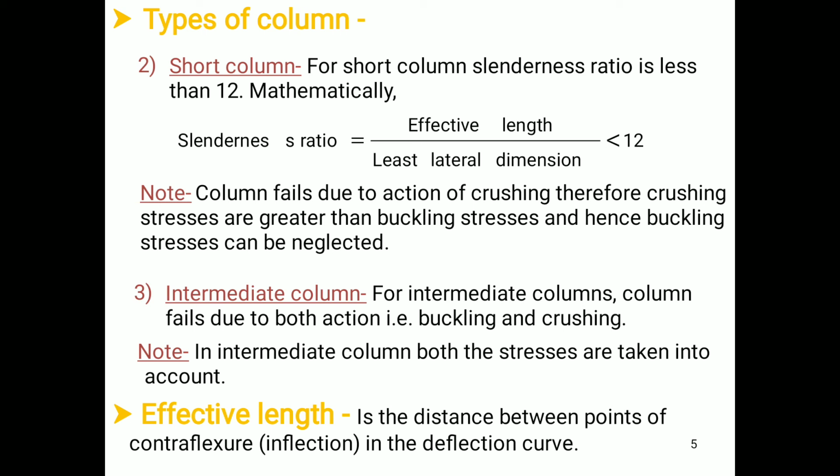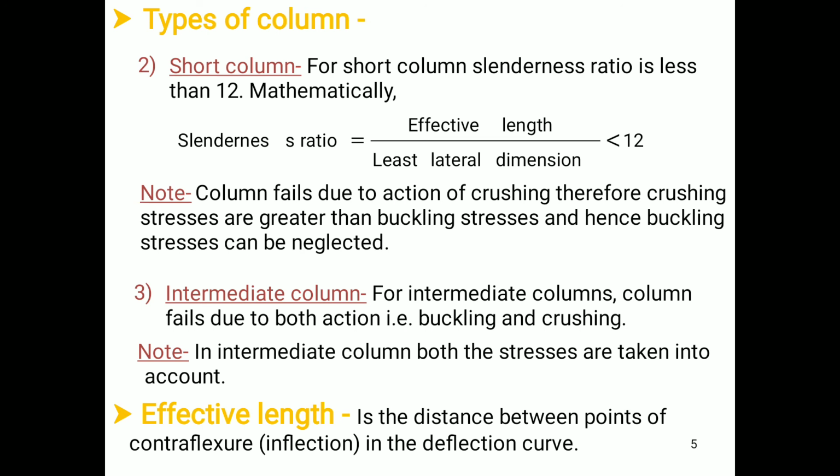And the last type of column is the intermediate column. For the intermediate column, the column fails due to both actions, buckling as well as crushing. So in an intermediate column both the stresses are taken into account, as the failure takes place due to both. We account for the effect of crushing strength as well as buckling strength.